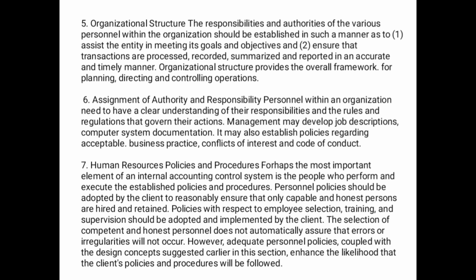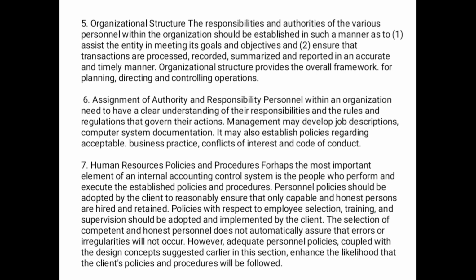6. Assignment of authority and responsibility. Personnel within the organization need to have a clear understanding of their responsibilities and the rules and regulations that govern their actions. Management may develop job descriptions and computer system documentation. It may also establish policies regarding acceptable business practice, conflict of interest, and code of conduct.